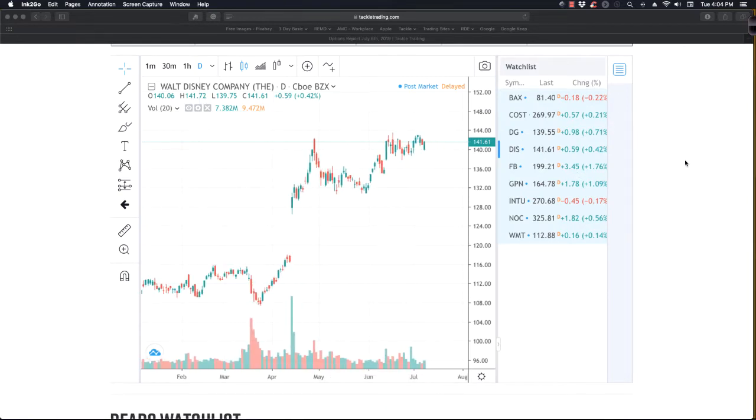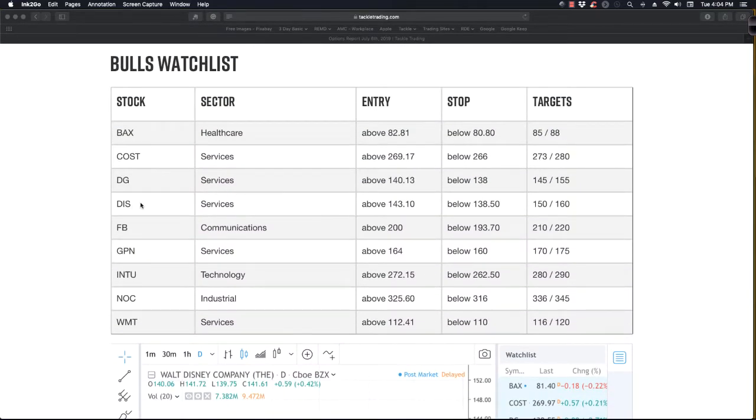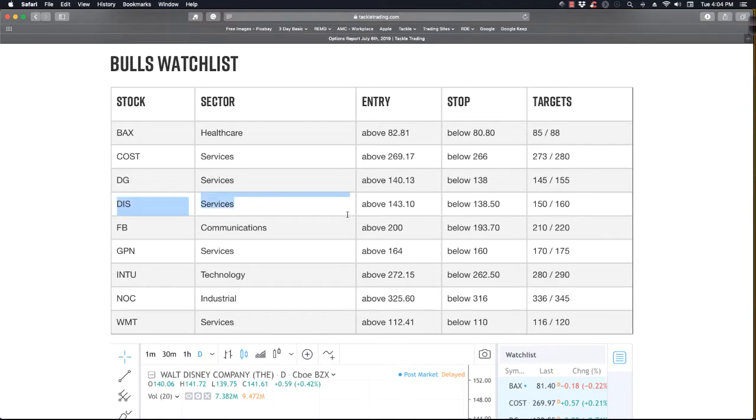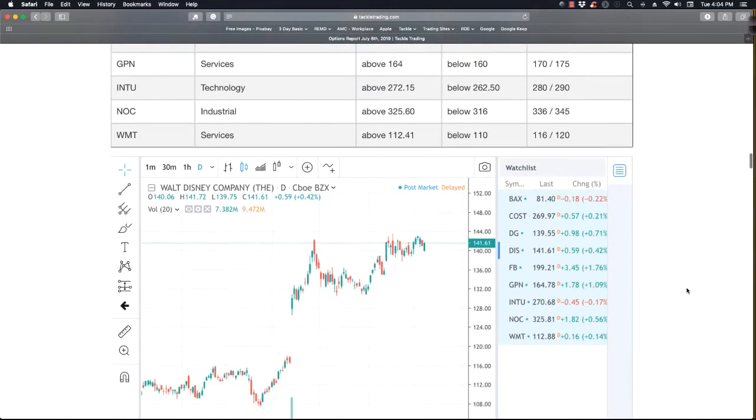And so we might have to wait for a day or two before this thing pops enough to get filled. And we've got our price criteria up here where you can look at Disney. You can see, okay, we're looking to enter above 143.10. Exits down at least below 138.50, and we can target 150, 160. So there's some good potential in there.